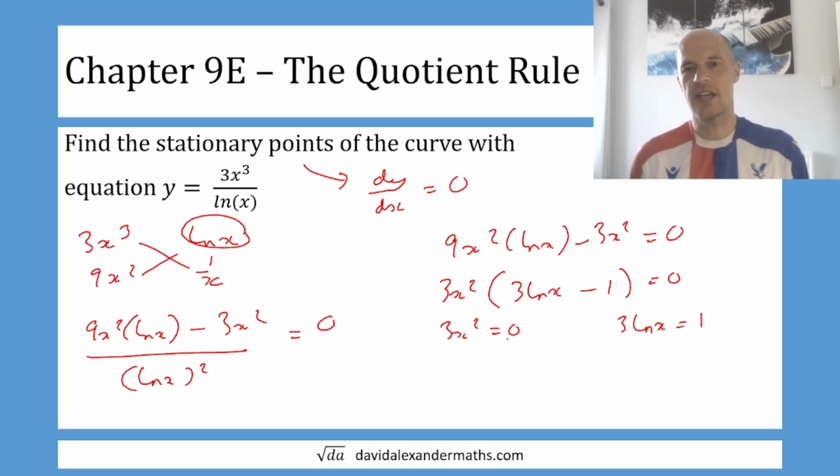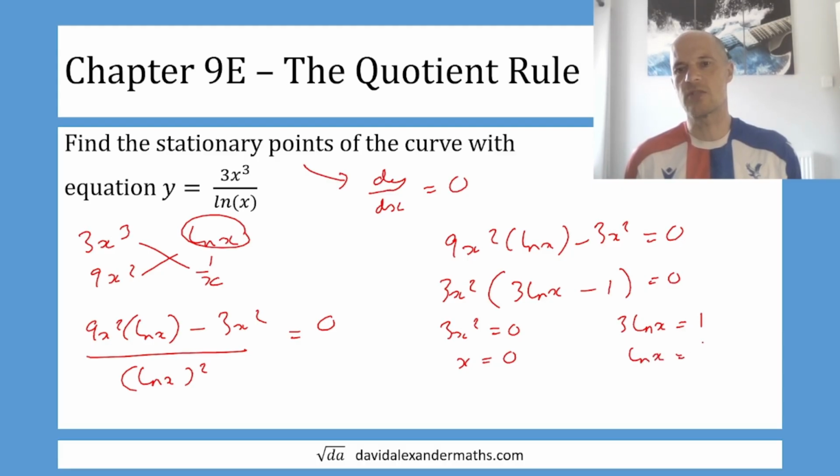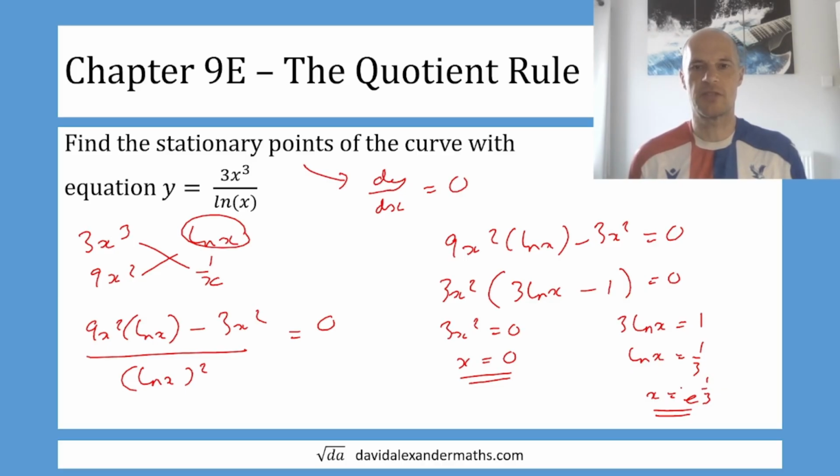So let's look at the 3x squared equals 0, so therefore x squared equals 0, x equals 0. And if 3 ln x is 1, then ln of x is 1/3, and x is e to the power of 1/3. So there are my x solutions, and now I just need to work out the corresponding y solutions by just putting them back into the formula.